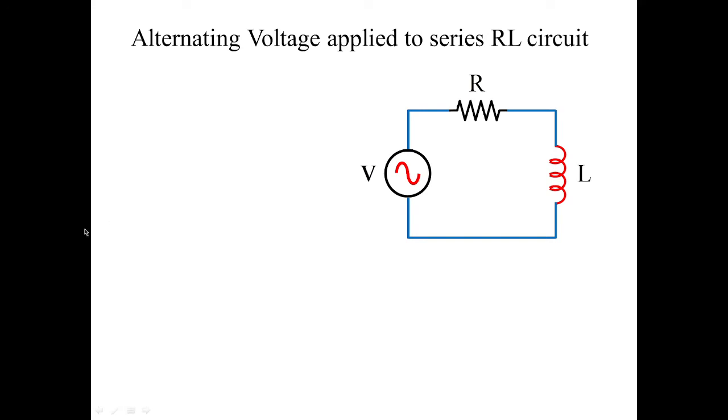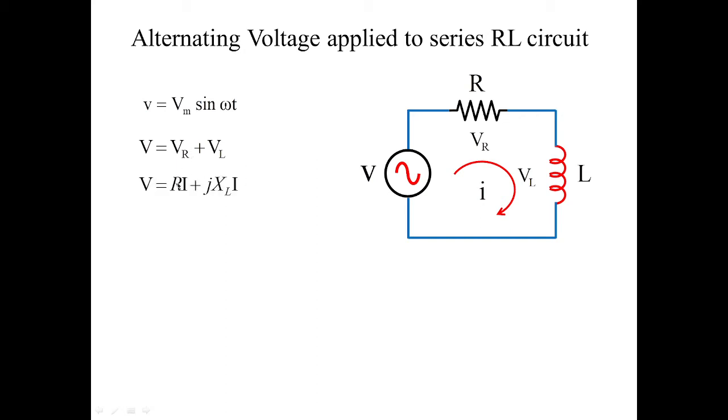In this class, we are going to see when alternating voltage is applied to a series RL circuit, the voltage V is equal to Vm sin omega t. When applied across this series element, the current when it passes through these two elements will develop a voltage VR and VL. So we can conclude that the applied voltage is equal to VR plus VL according to Kirchhoff's voltage law.